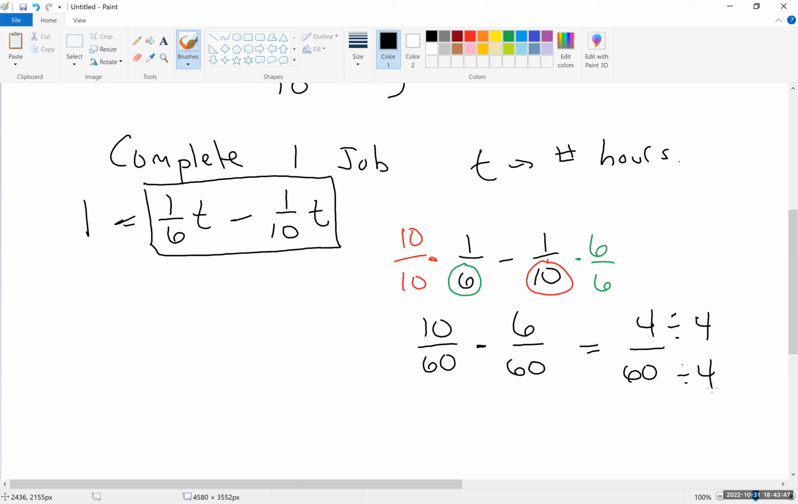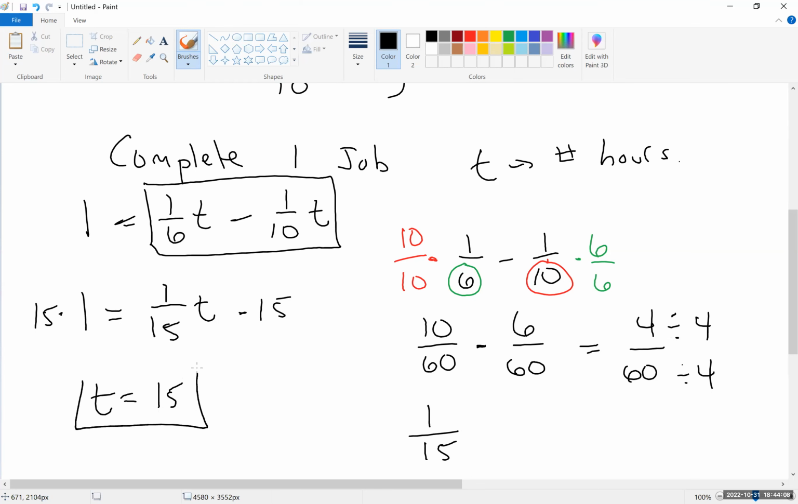What do we end up getting? 1/15. So when we subtract this, we get 1 equals 1/15 T. To solve for T, just multiply both sides by 15. T is going to equal 15. It's going to take us 15 hours to fill the vat.